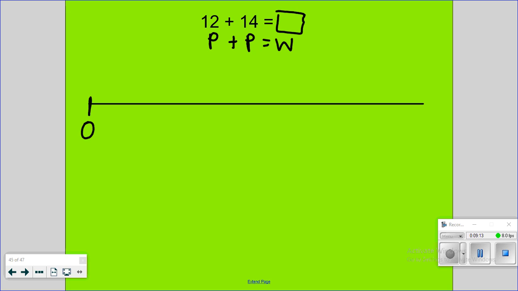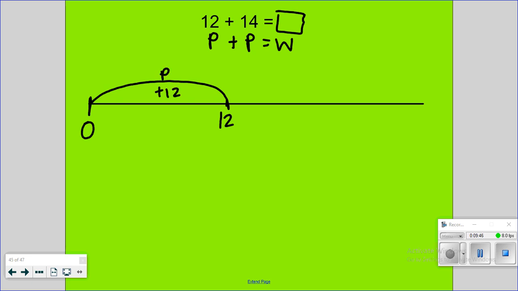Yes, friend! The commutative property. If I jump to 14 and then go 12, I'm still going to have the same value as if I went to 12 and then 14. My order isn't going to change my ending point. It is going to look a little different. For this one, let's just keep it at 12. But yes, we could switch it to 14. So Harper, we're going to take a big old jump to 12.